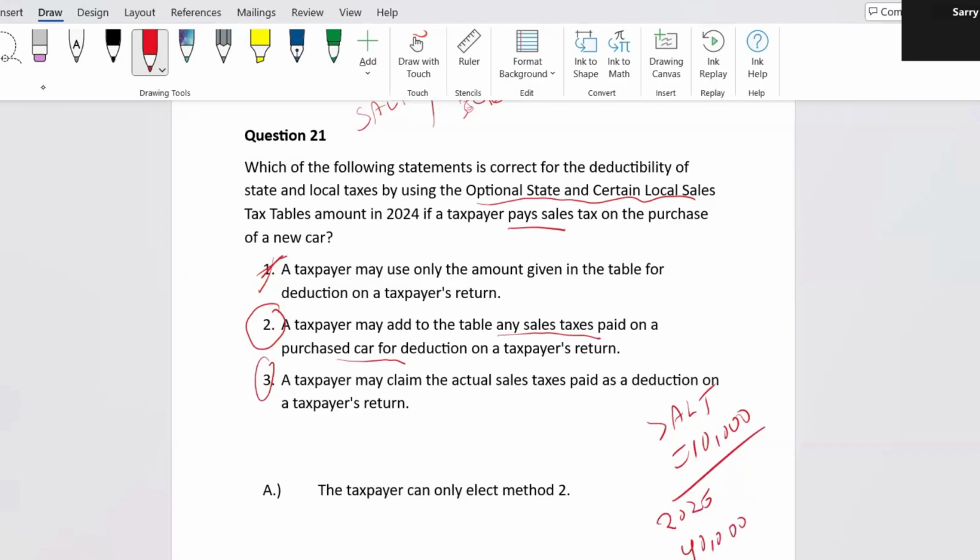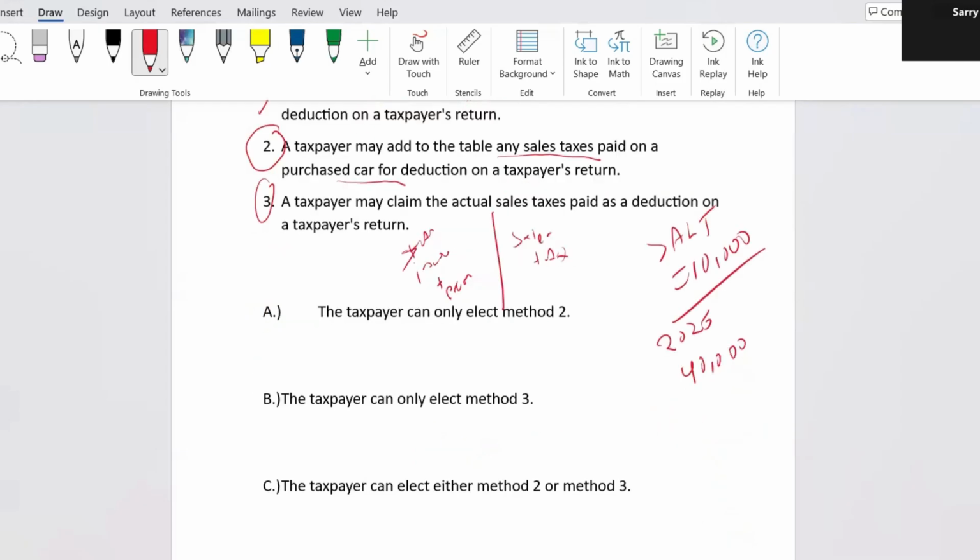Like, for example, if you pay property taxes and then you paid your state income tax for your state, it's either one of those. So it's either state income tax here plus property taxes paid, or sales tax. It can't be both of these. It has to be one side or the other side. And obviously, you would pick the one that fits mostly with your tax situation.